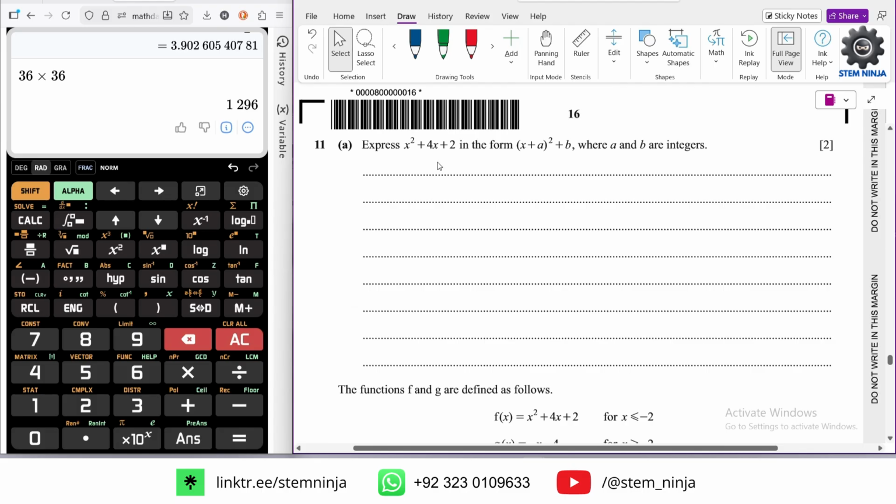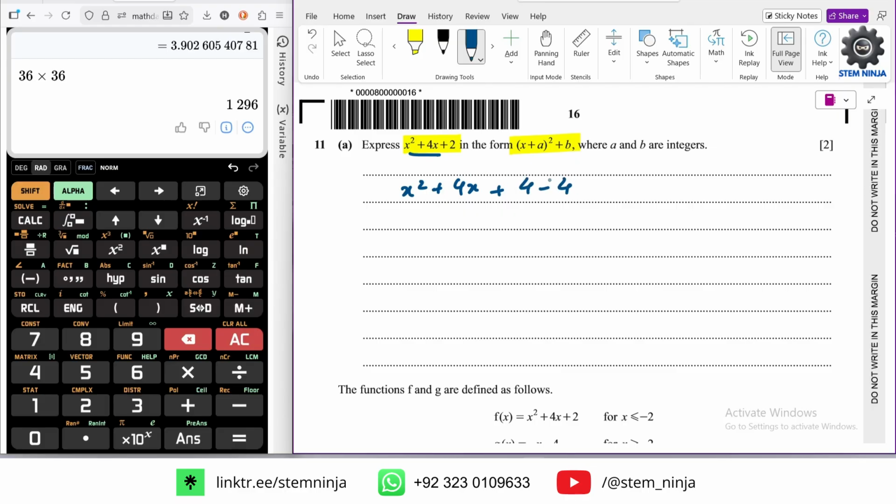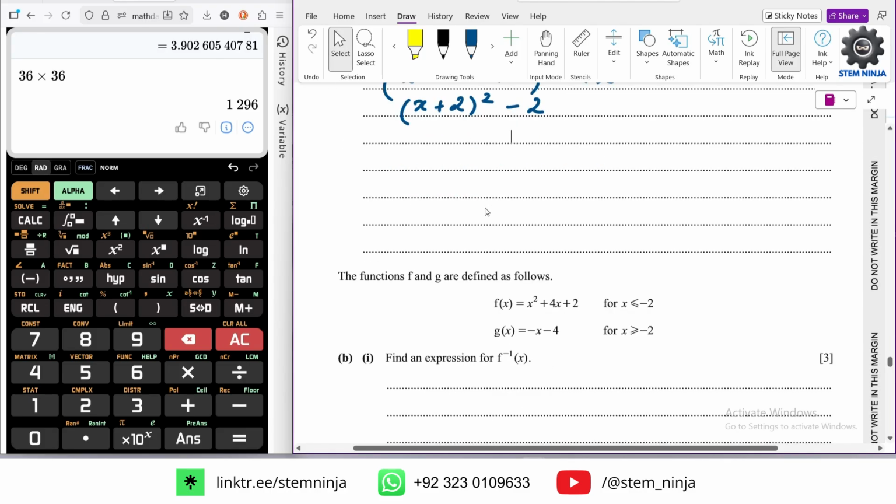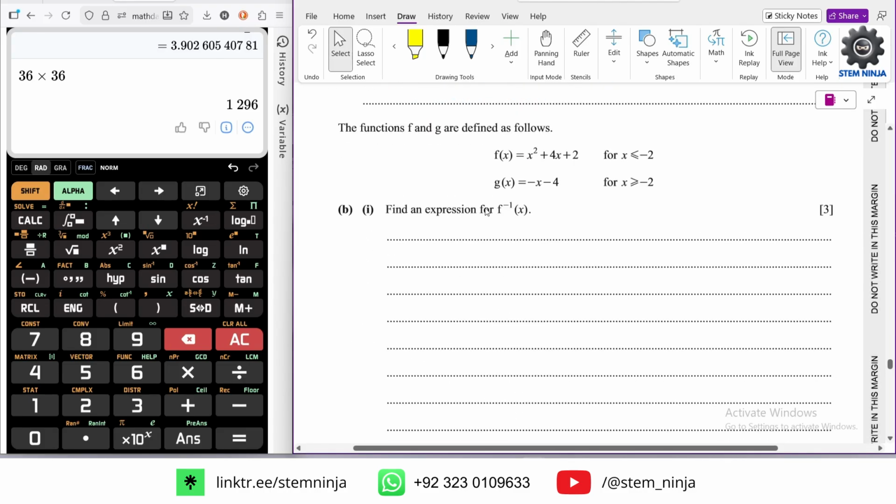Question number 11. Express x squared plus 4x plus 2 in the form this. This is easy, so we need to complete the square. So x squared plus 4x plus 4 minus 4 plus 2. This would be x plus 2 whole squared minus 2. Right? Okay.